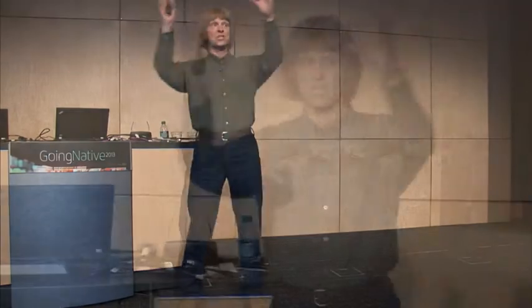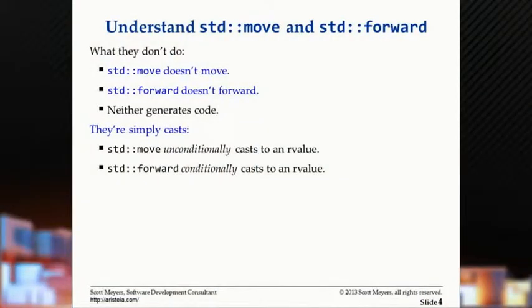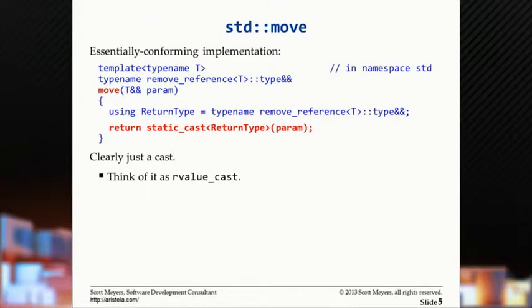All they do is talk to the compiler and essentially say to the compiler, this expression here, regardless of what you may think, is an R value if it's a move. And if it's a forward, it says, okay, this expression here might be an R value. And we'll talk about the conditions under which it actually becomes an R value. So that's move and forward.